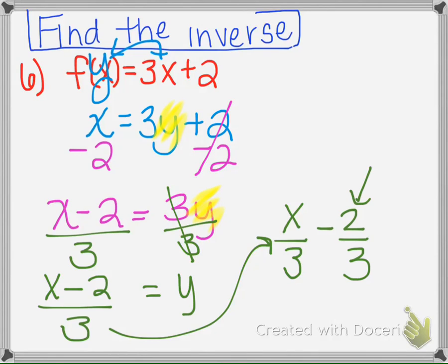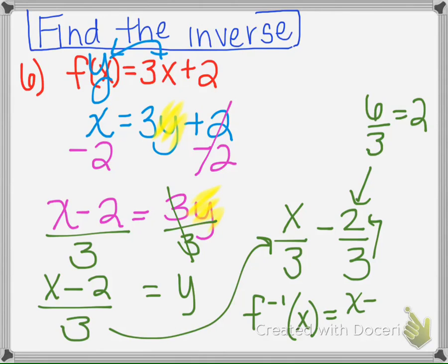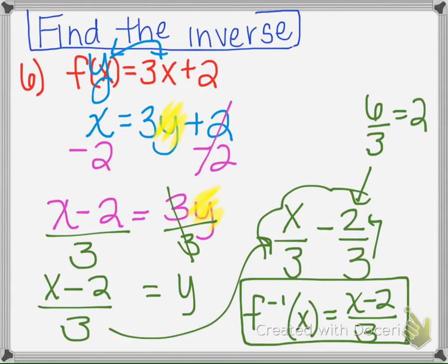And if this was something like 6 over 3, we could have written it as 2. But since 3 can't go into 2, we can just leave it like this. So our final answer, the inverse of x, is equal to x minus 2 over 3, or this.